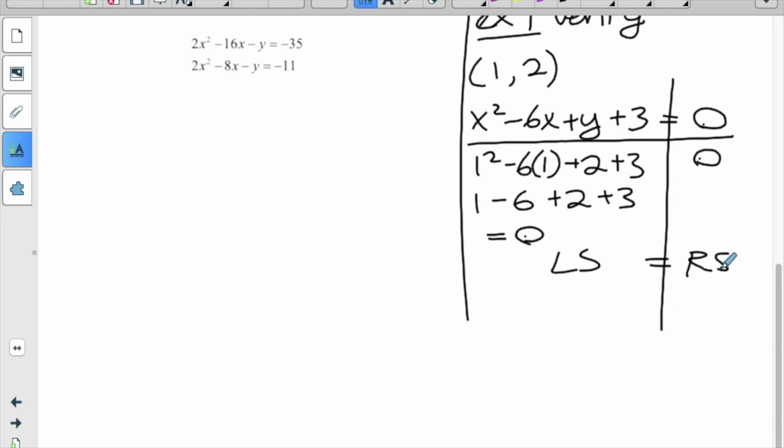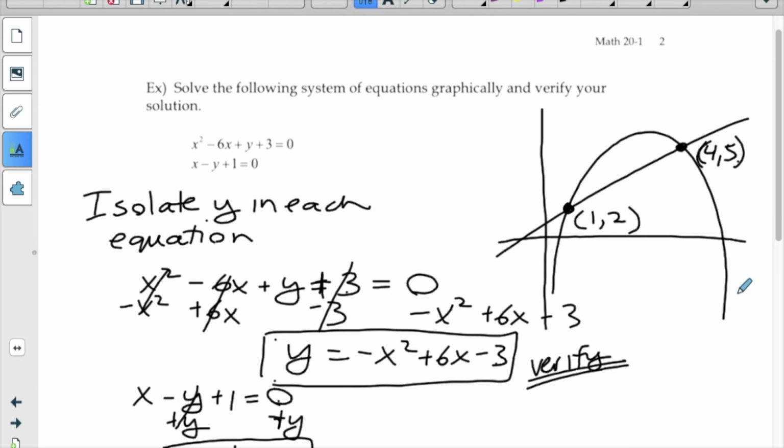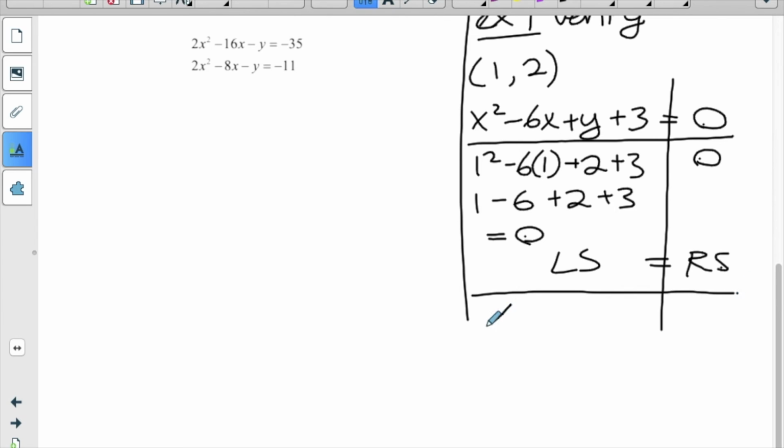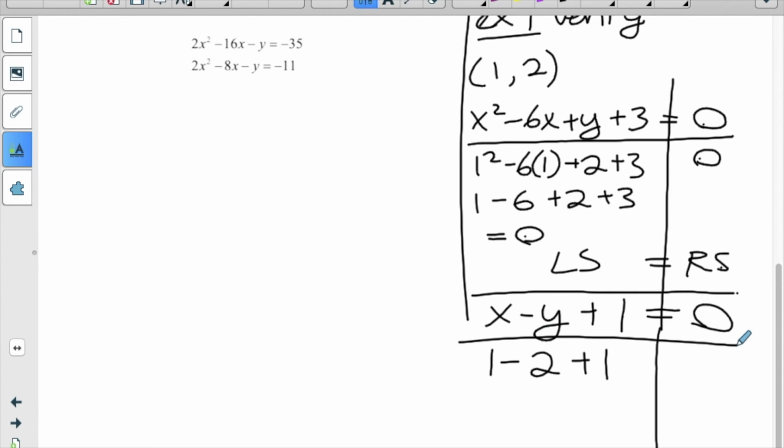And we have to verify the other equation as well. We have to verify 4 things here, because we have to verify each point in 2 equations. So the other equation was, what was it? I can't remember. X minus y plus 1 equals 0. So 1 minus 2 plus 1. This side is 0. So that's what? 1 minus 2 plus 1 is 0. And again, we get the left side equals the right side. So what does that tell us? That point's good.